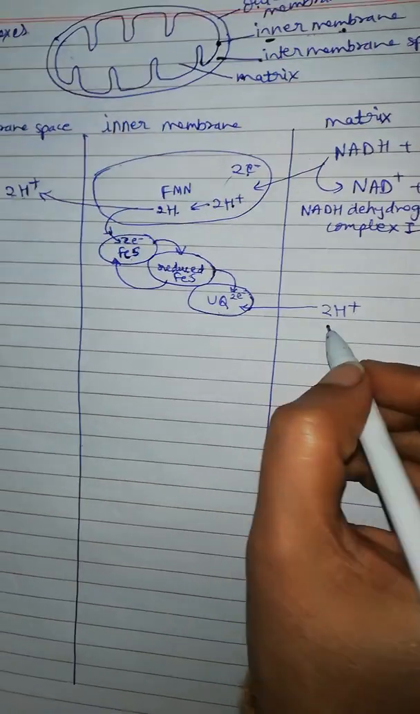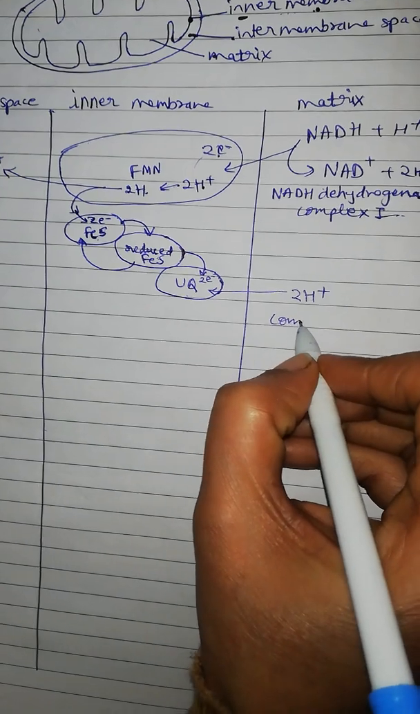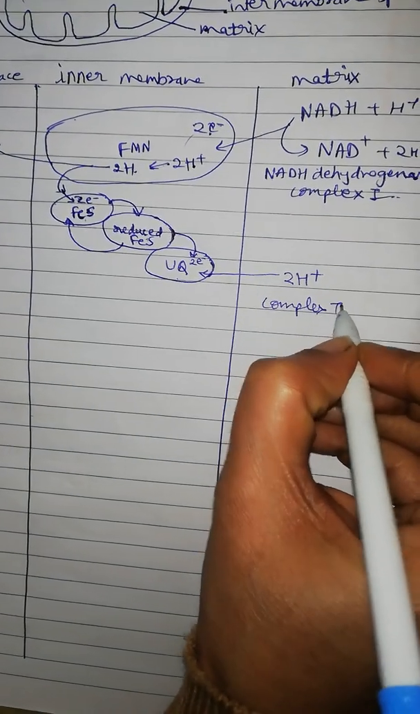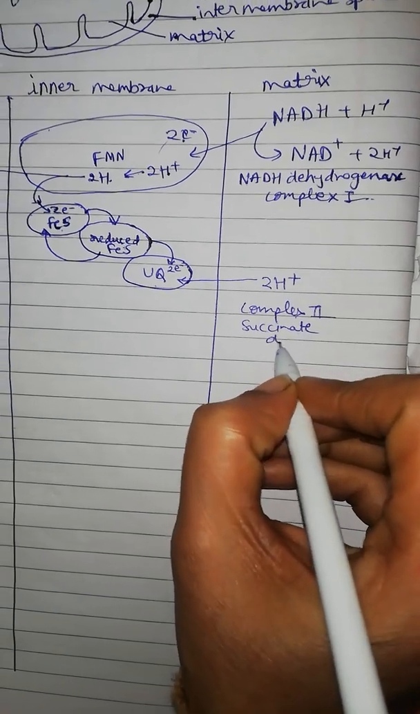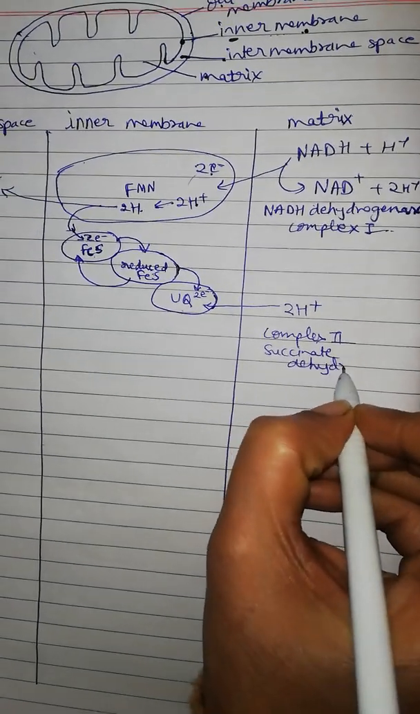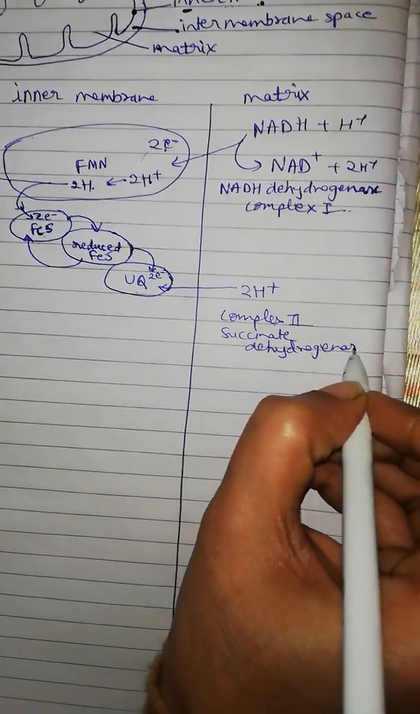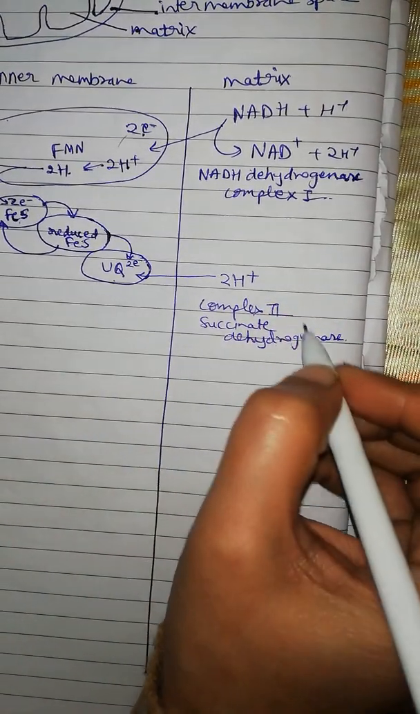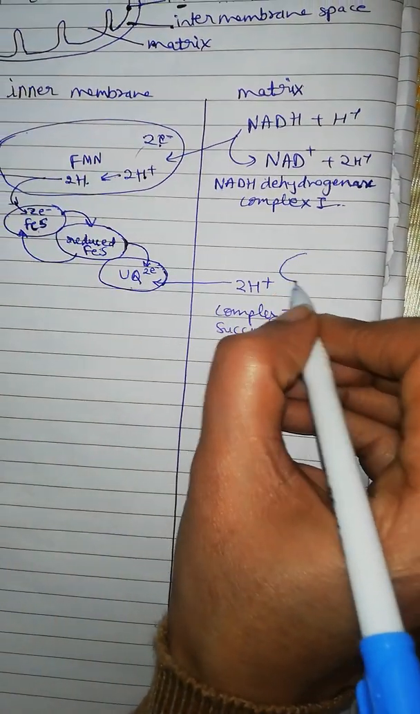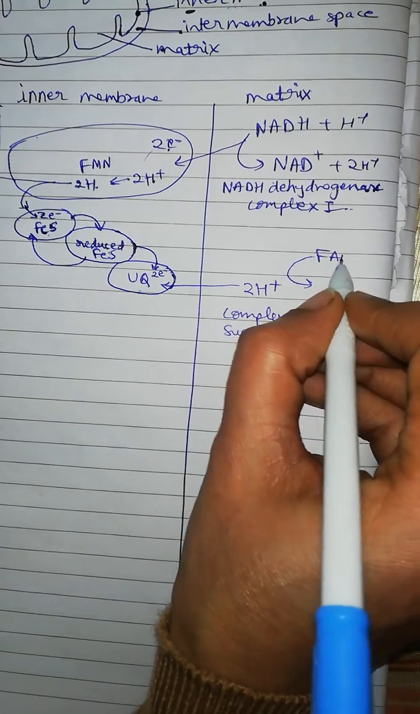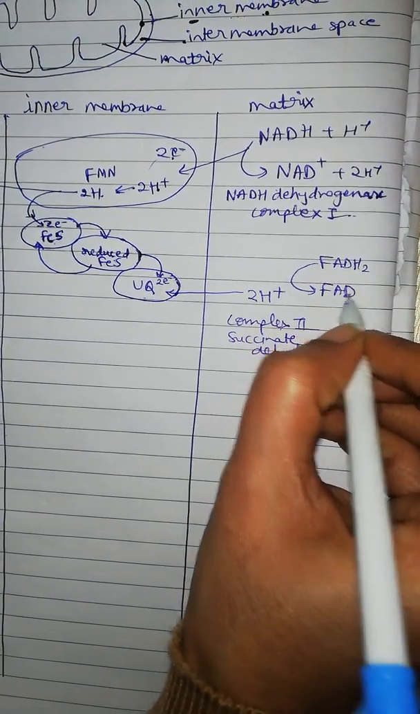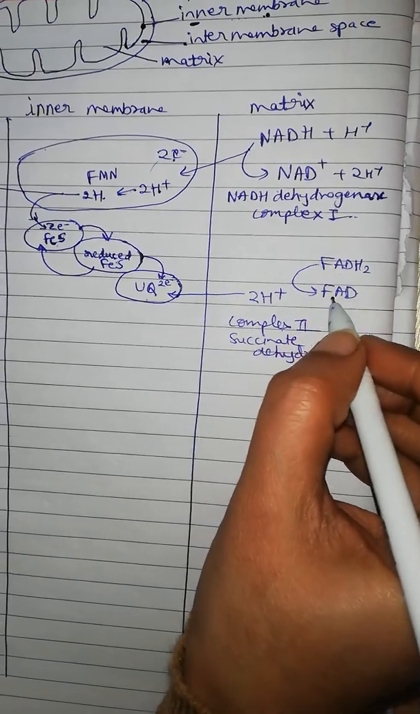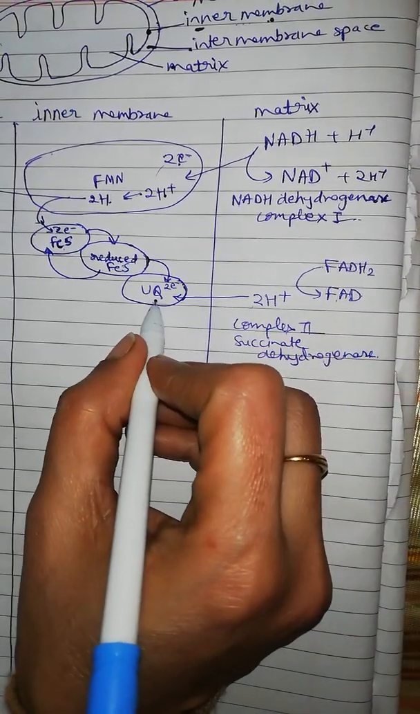This is complex 2. Complex 2 is also known as succinate dehydrogenase complex. This succinate dehydrogenase complex is associated with reoxidation of FADH2. And these hydrogen ions which are formed by reoxidation are picked up by ubiquinone.